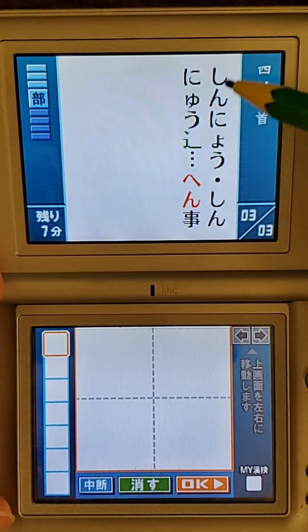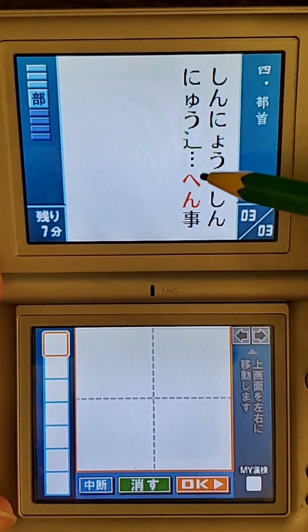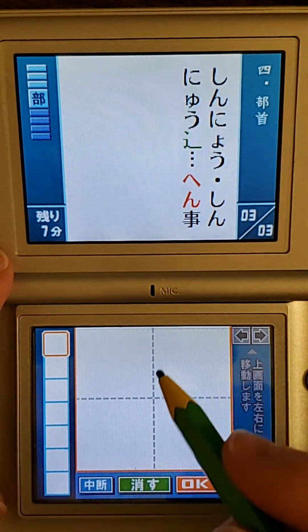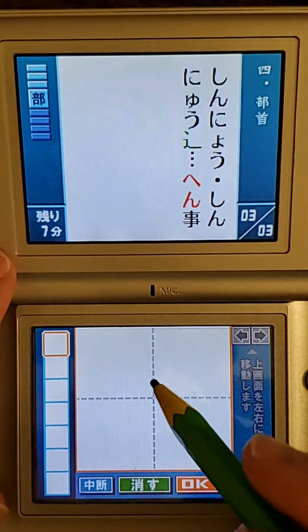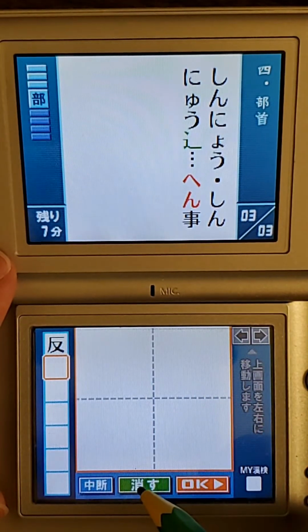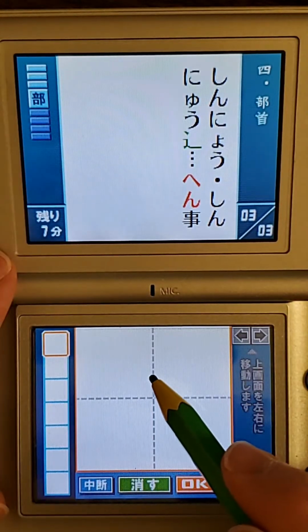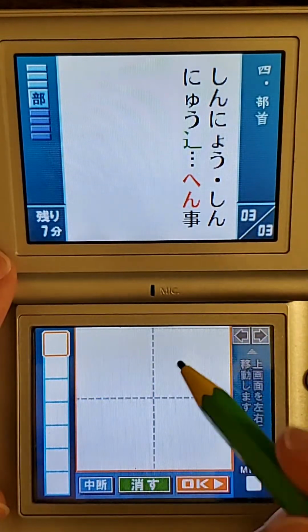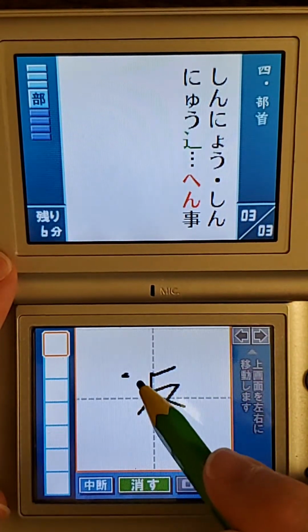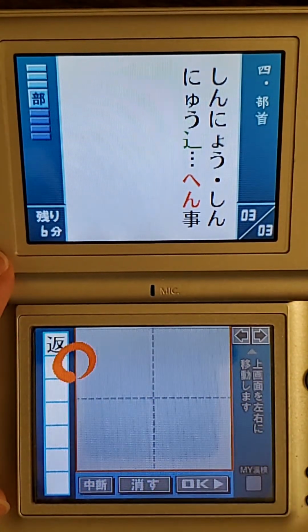So this one here is Shinyo or Shinyu, and the reading is hen, so henji, reply. No, that's hanta. So we gotta see. I didn't even put the radical because I'm stupid. There we go. Henji.